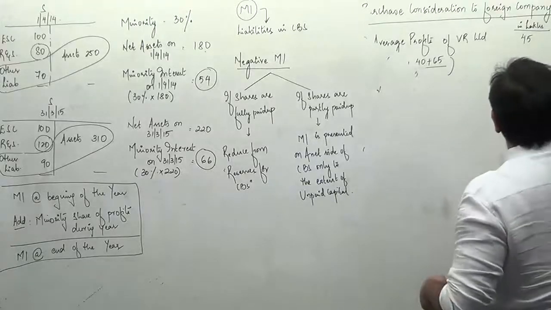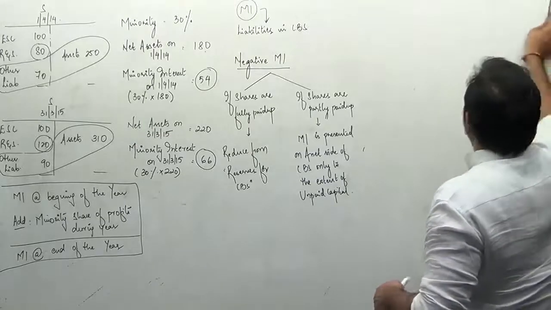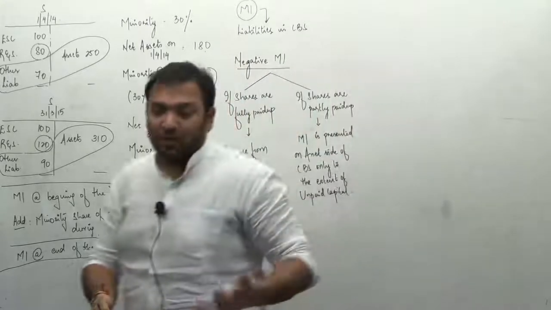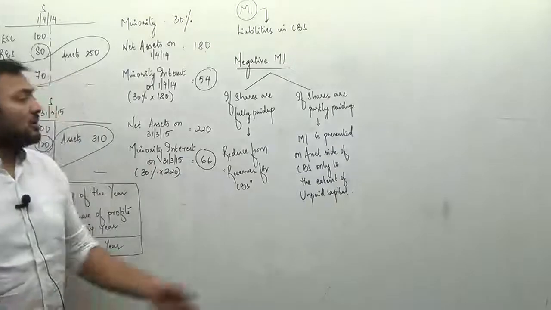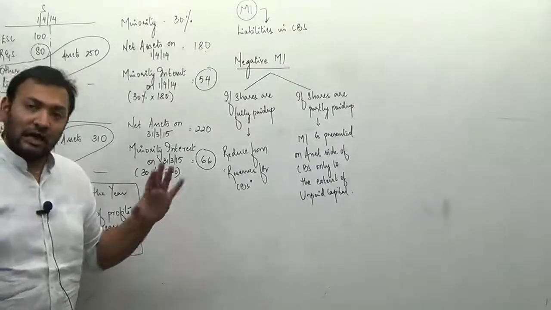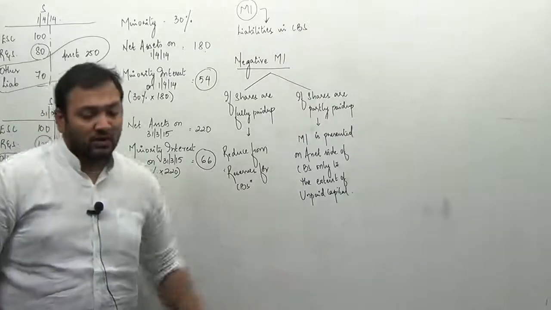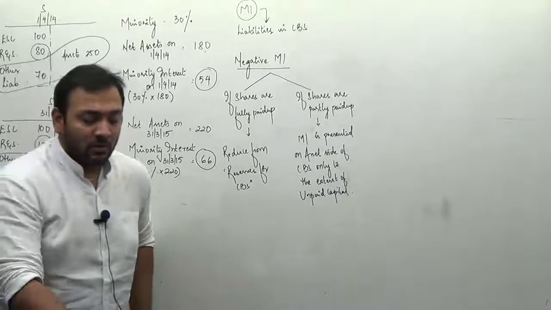Now, there could be a situation where subsequently they earn profits, and again your minority interest will come into a positive figure. Once you get a minority interest of a positive figure, such a positive figure can be reported on the liability side. That is an implied statement, but this is what is required for a negative minority interest statement.